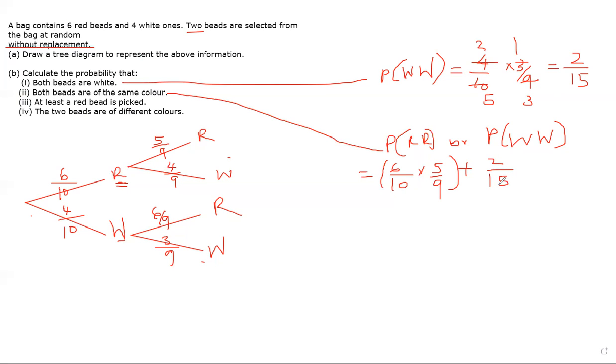Don't like repeating yourself. So 3 goes here twice, 3 goes here 3 times, 5 goes here 2 times, and that becomes 1. So that is a third. So if you add a third plus 2/15, 5/15 plus 2/15 becomes 7/15.